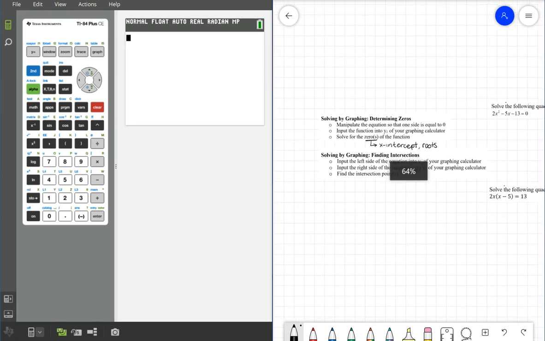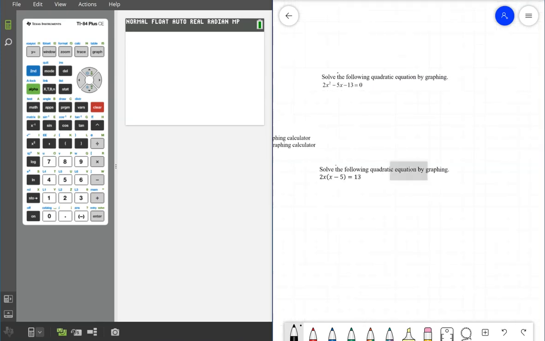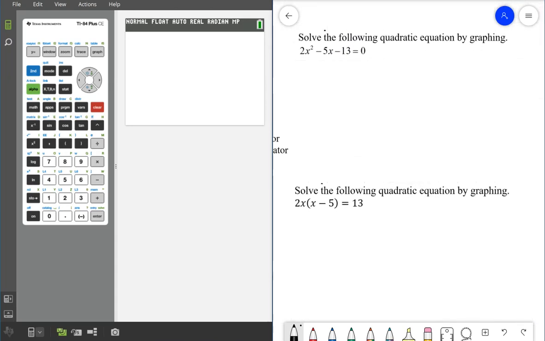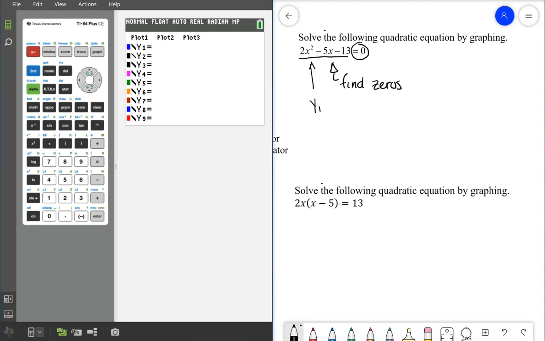So let's look at an example. Here are two of our examples. Solve the following quadratic equation by graphing. Here's a really good one where we would want to find the zeros. The reason we'd want to use that first strategy is because we already have it manipulated where one side is equal to 0, and I have the entire function on the left side. So all I need to do is input this side into y1 of my calculator, and then I'm finding the zeros, which is also known as the x-intercepts or the roots. So when I go into y equals, I'm going to put this in.